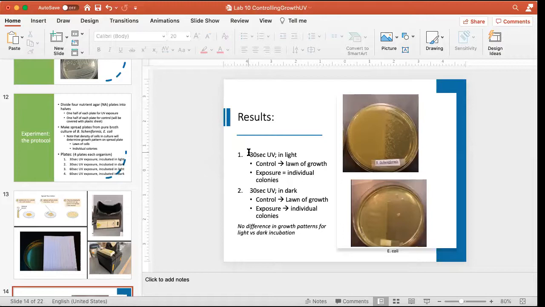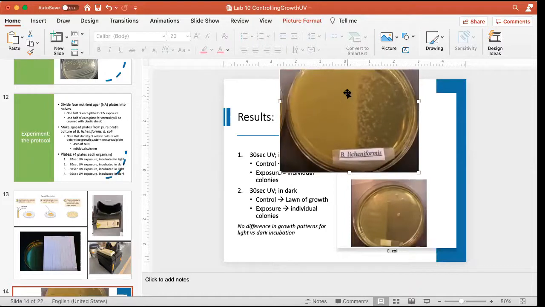For 30 seconds of exposure, on the control side of the plate, and again, that's the side that was covered up, we got a nice lawn of growth. See that? All of that area right there that looks kind of yellowy green. That's just an entire growth of cells. They're not colonies growing here. There's this whole huge collection of cells that we refer to as a lawn of cells.